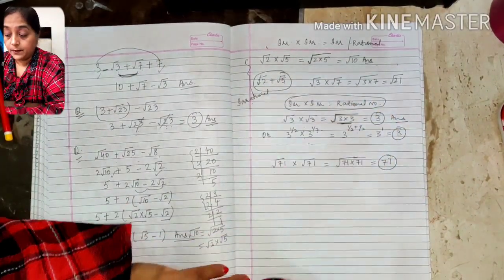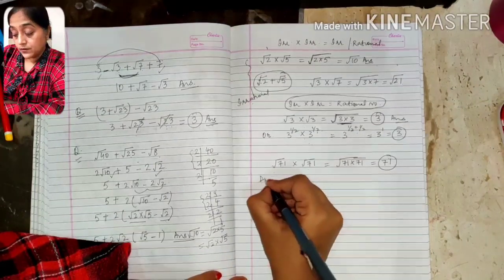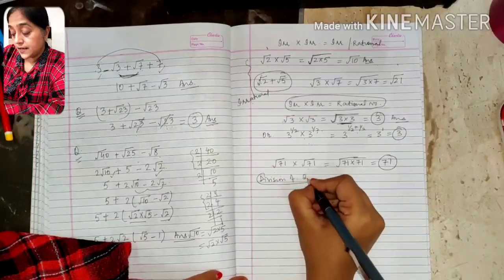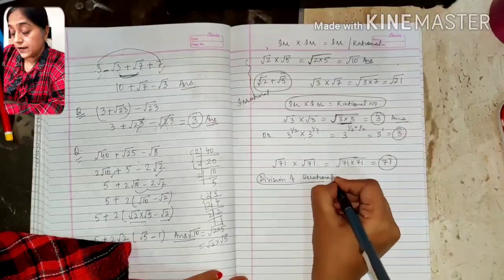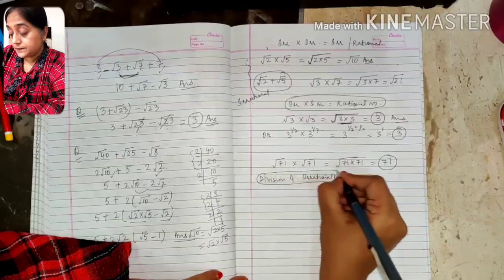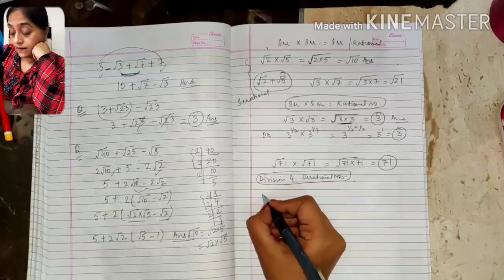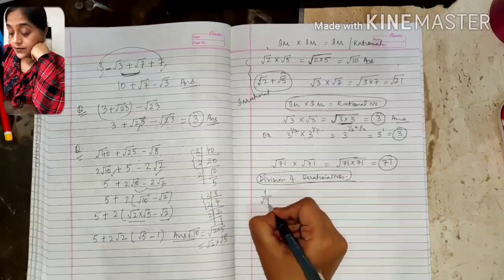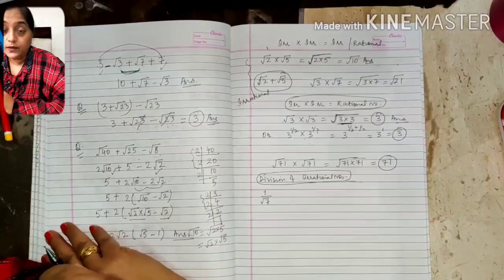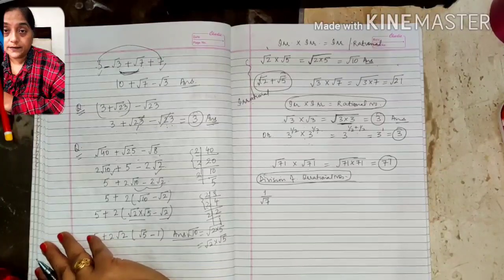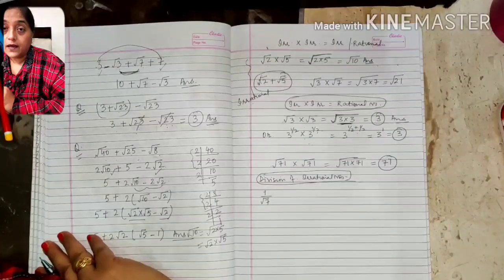This is about multiplication. Now I am taking up division of irrational numbers. What does it say? Check it out. I have a question 1 upon root 7. This is the basic rule. You can't have an irrational number in the denominator. Whenever I have any irrational number in the denominator, I have to rationalize it.